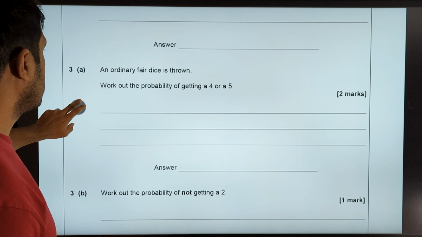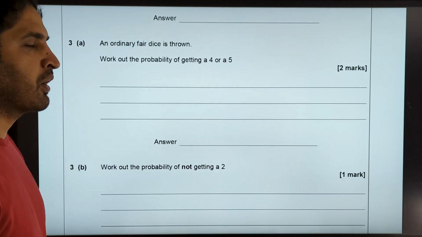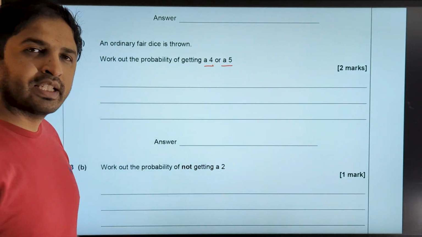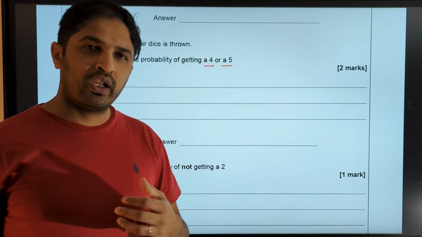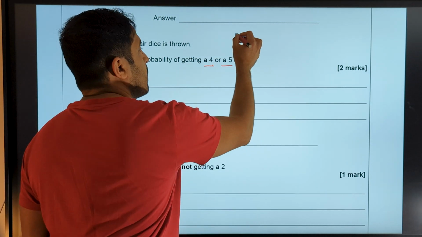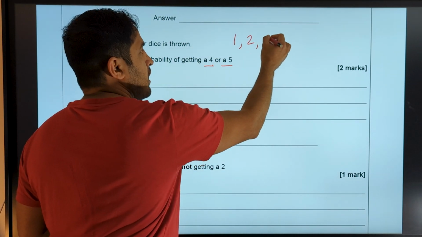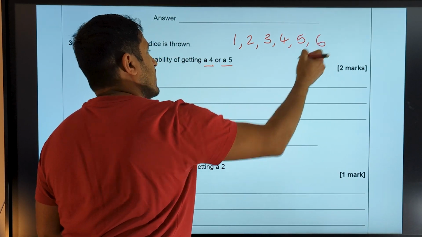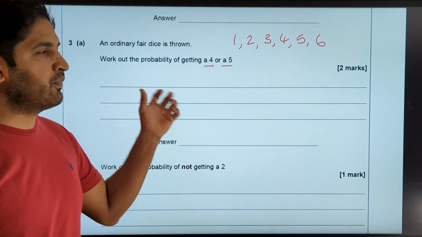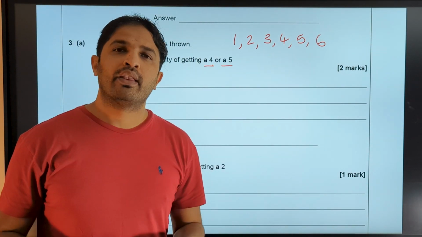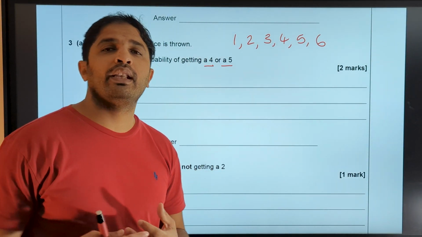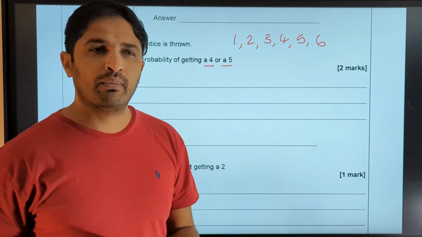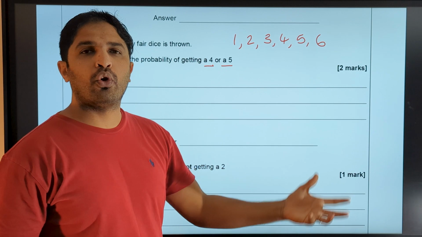Question 3a. An ordinary fair dice is thrown. Work out the probability of getting a 4 or a 5. There are 6 outcomes altogether when you throw an ordinary dice: 1, 2, 3, 4, 5, and 6. Every single outcome has the same chance. Those are known as equally likely outcomes, with exactly the same probability when you roll a dice.